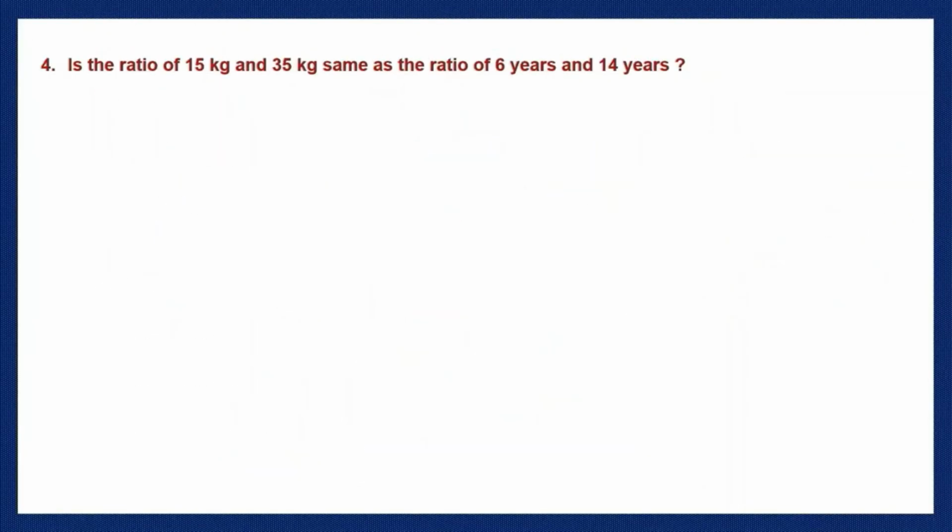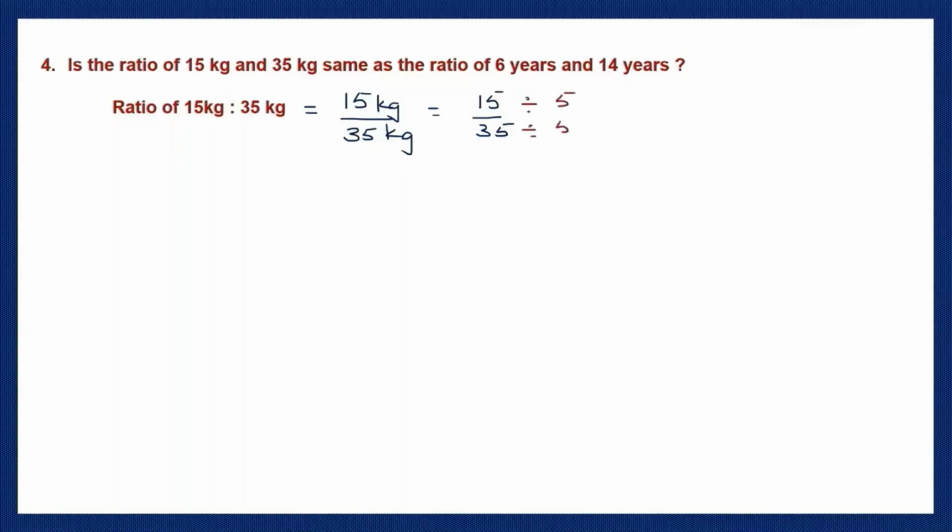Question 4. Is the ratio of 15 kg and 35 kg the same as the ratio of 6 years and 14 years? Again, they have to be equivalent. So let's check and see if they are equivalent. What is the ratio of 15 kgs to 35 kgs? Let's work that out. So that will be 15 kg by 35 kg. When we write it as a ratio, remember we don't use the unit. So let me take this 15 by 35 as a fraction. And now we're going to reduce it to the lowest term by dividing both by 5. Divide both by 5. Now we get 5 3s are 15 and 5 7s are 35.